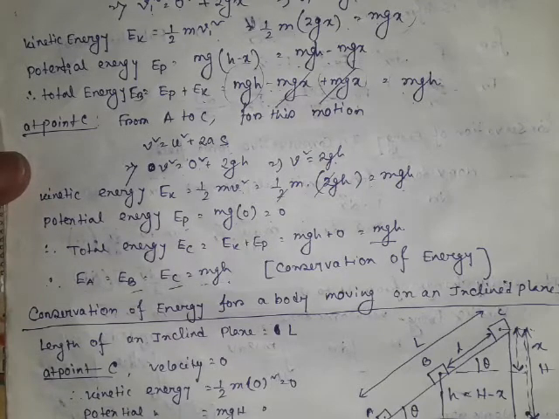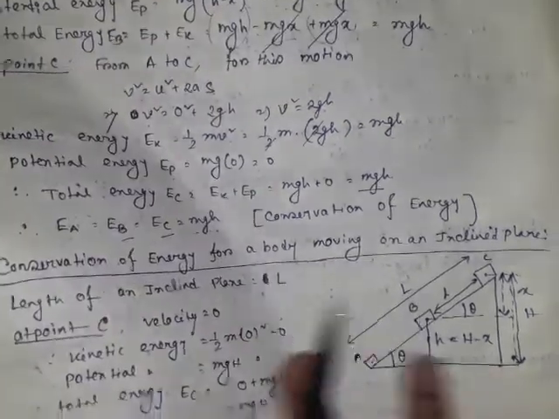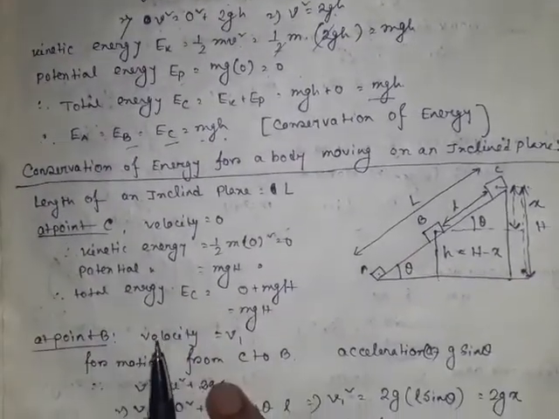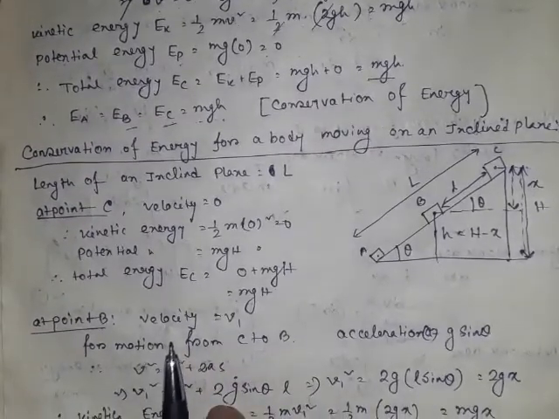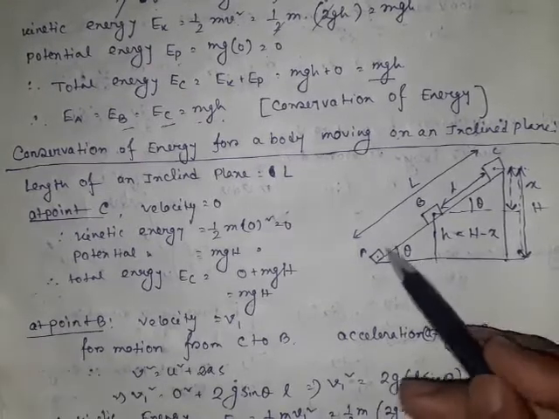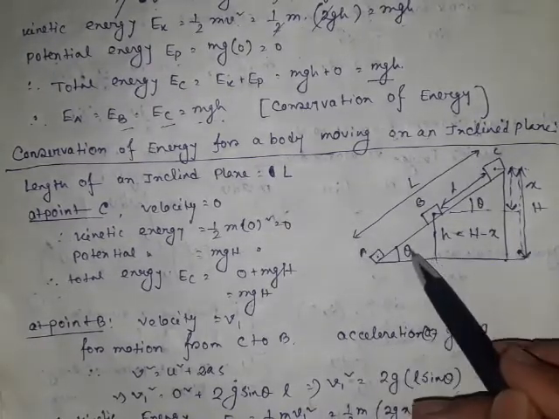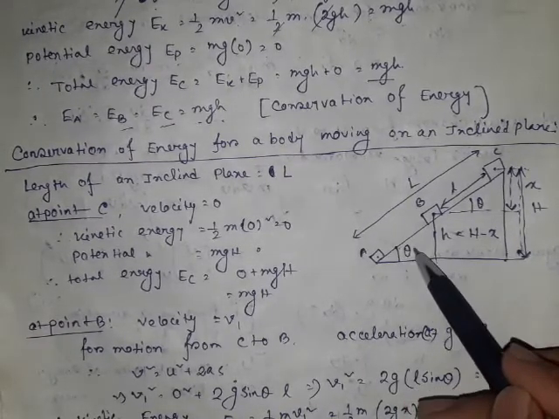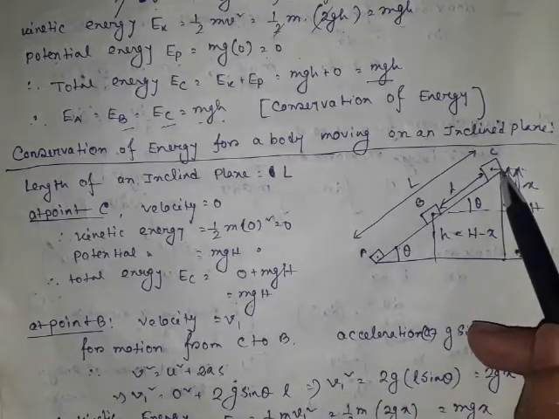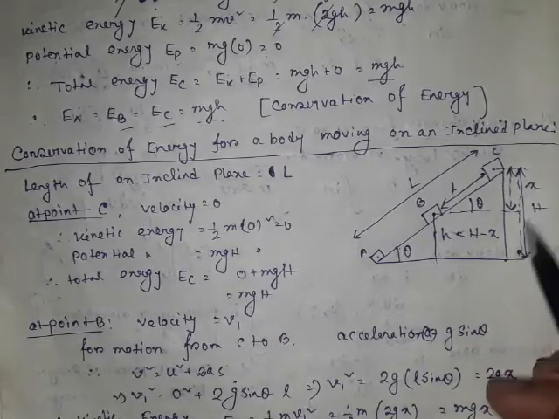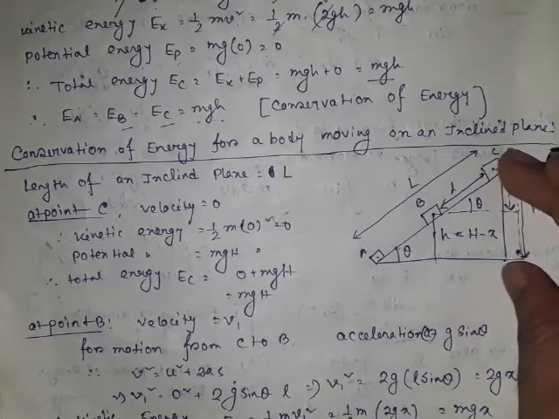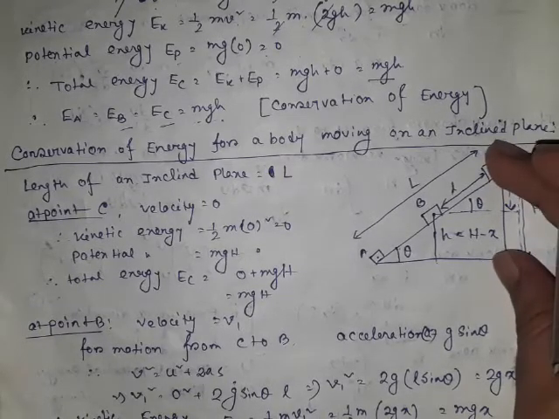Okay. Now the next thing we want to prove is the conservation of energy for an object that is moving on an inclined plane. This is an inclined plane of length capital L with an angle of inclination theta. The total height of the extreme end of the inclined plane from the ground is capital H. So the end is at a height capital H from the ground.